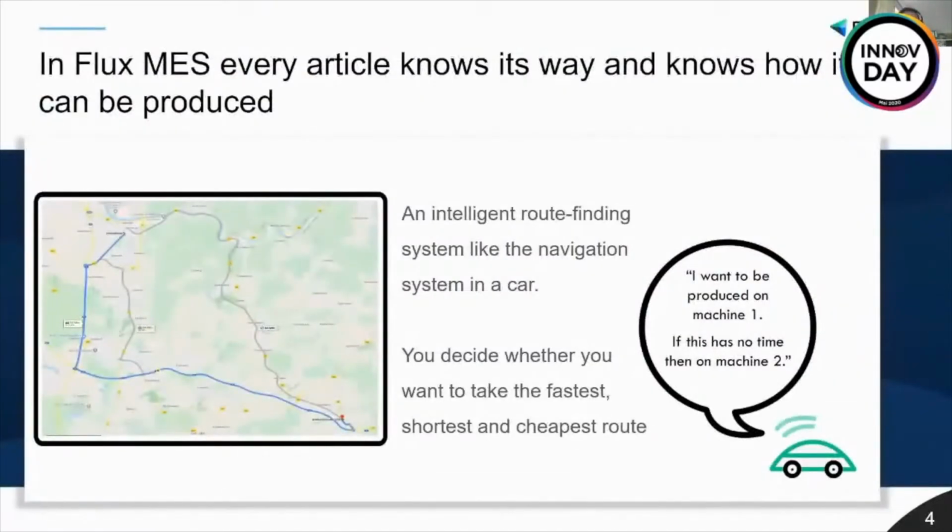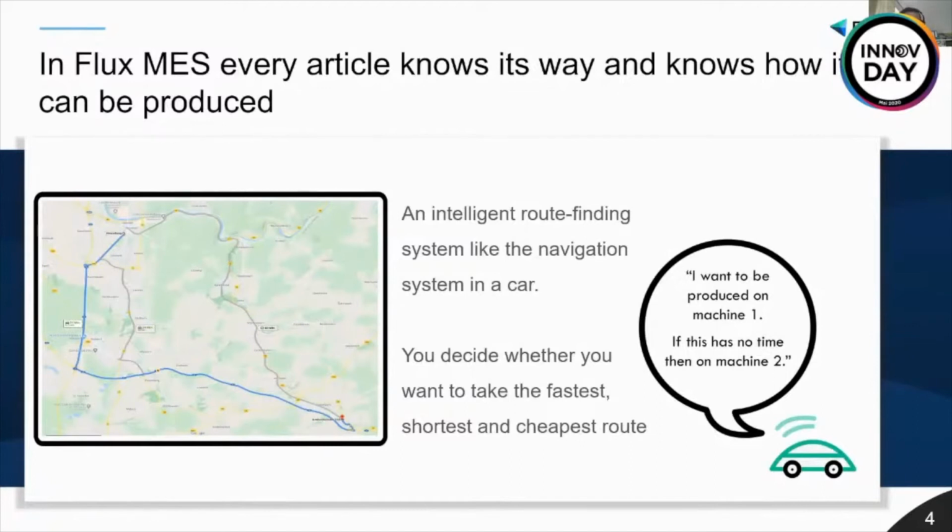In FLUX MAS, every article knows its way through the production based on skills. It's like your navigation system in your car or like Google Maps. You decide whether you want to take the fastest, shortest, or cheapest route. In front of a traffic jam, you will be suggested alternate routes that you can consider or ignore.